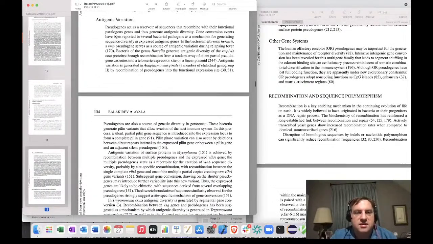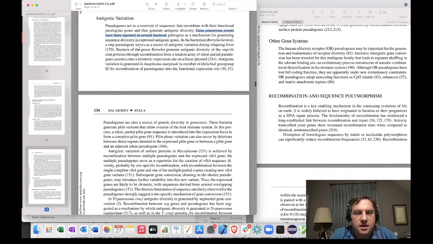All right, it says pseudogenes act as a reservoir of sequences that recombine with their functional paralogous sequences and thus generate antigenic diversity. Gene conversion events have been reported in several bacteria. Bacteria of the genus Borrelia generate antigenic diversity of their coat proteins through recombination from a tandem array of silent partial pseudogene cassettes into a telomeric expression site on a linear plasmid.